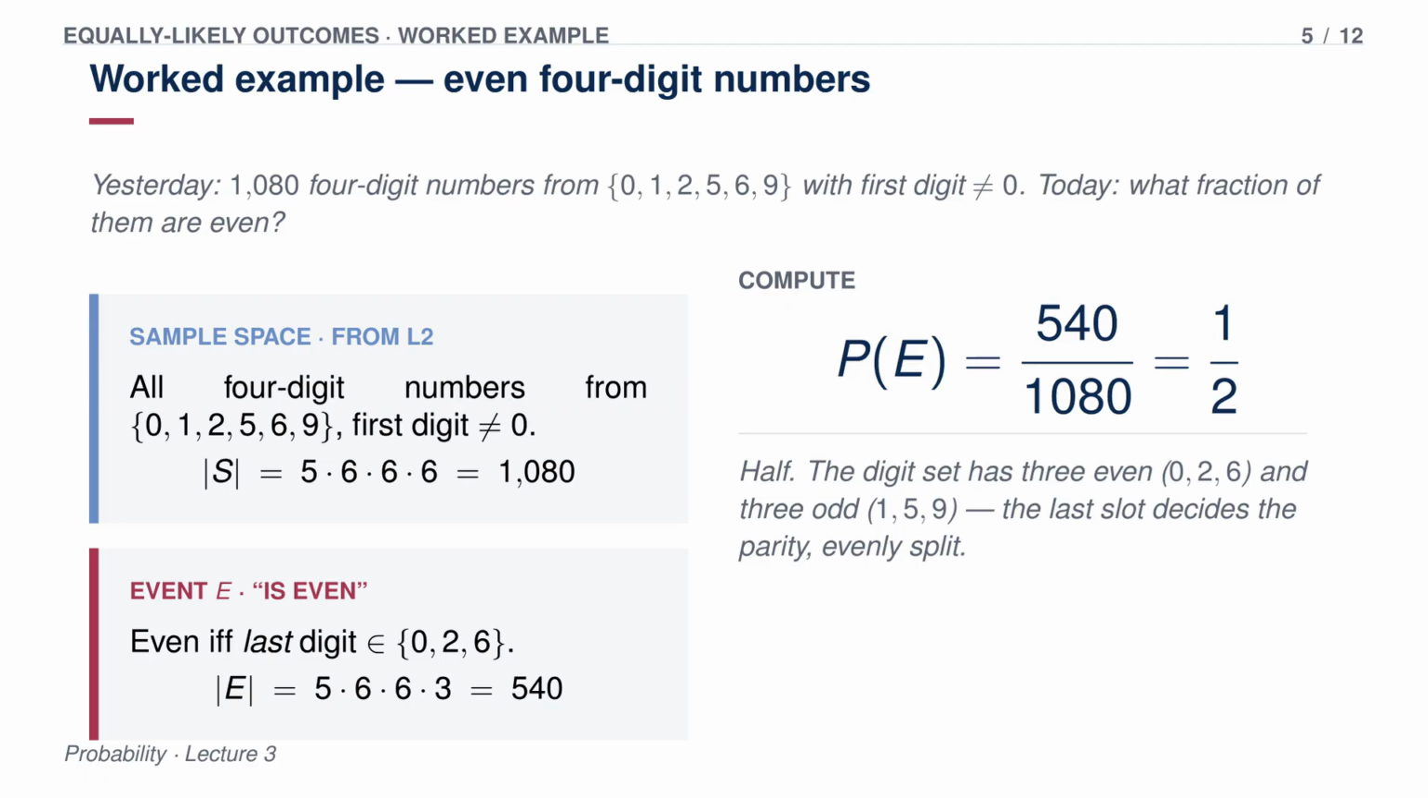So size of E over size of S is 540 over 1,080, which simplifies beautifully to exactly 1/2. Half of the numbers are even, which makes intuitive sense when you step back and look at the setup. Our original set of 6 digits had 3 even numbers and 3 odd numbers. The entire number being even or odd hinges entirely on that last slot, and that slot is split evenly, 50-50. It's a clean result, and it really shows how those basic counting tools directly hand you probabilities when your outcomes are equally likely.